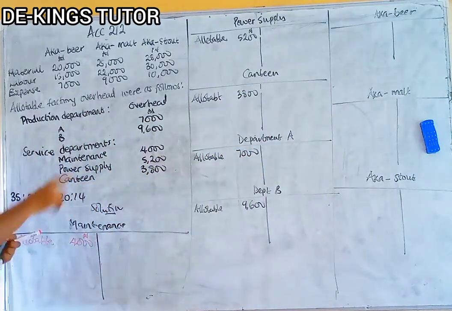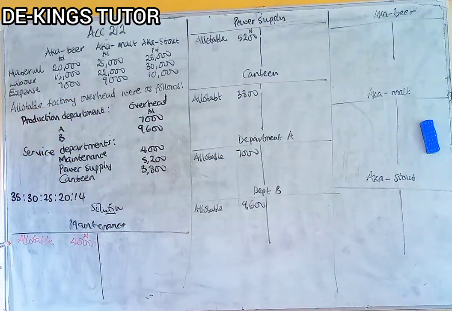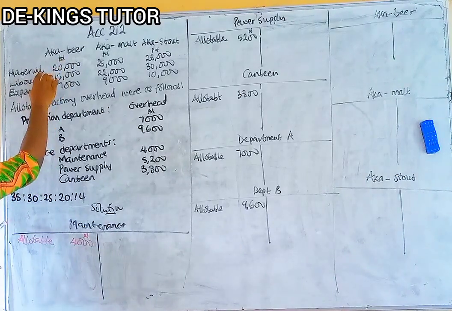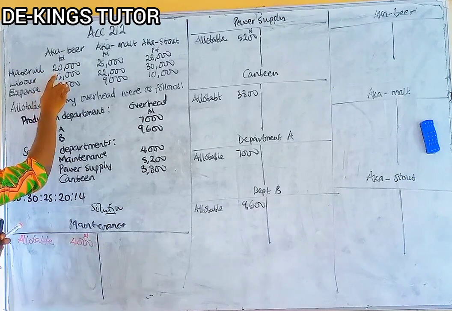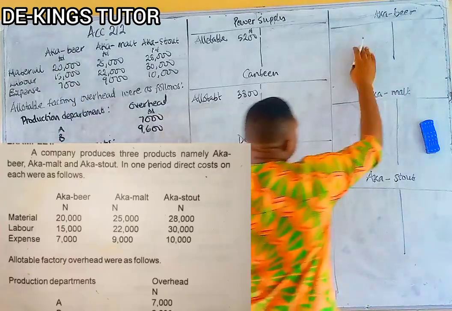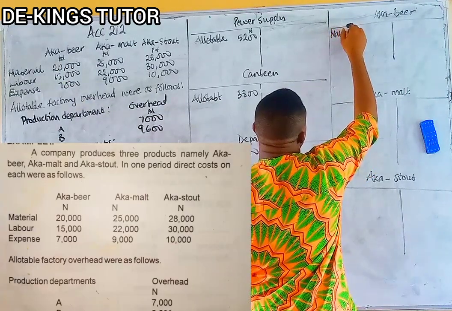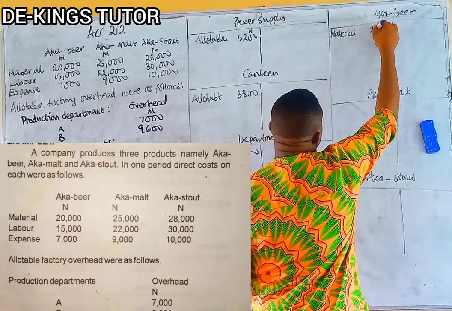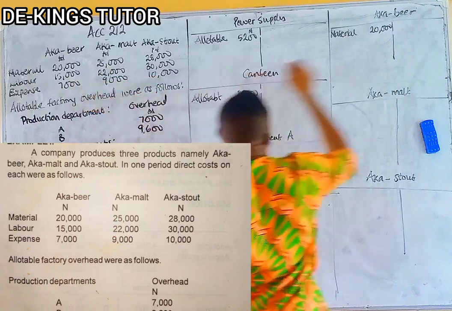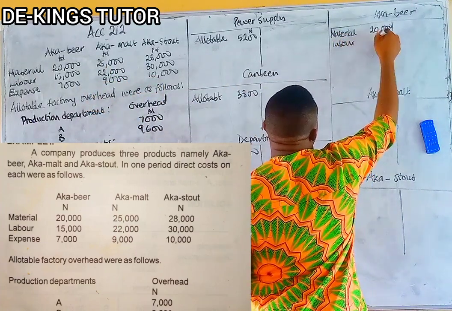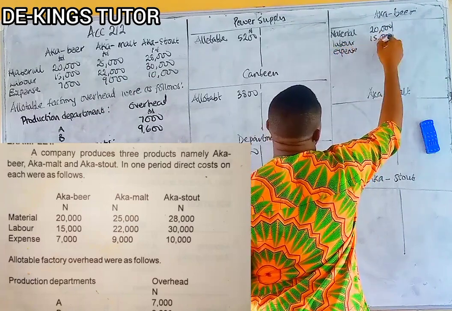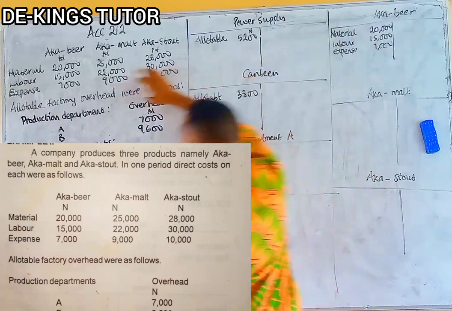Okay. Now, let me record the products: Aka beer, Aka malt, and stout. They said these are what they spend in producing: material, labor, and expense. So let's record each and every one of them. For material, for Aka beer, they spend 20,000. Then for labor, 15,000. Then for expense, 7,000. Now that's for Aka beer. We are done with that.